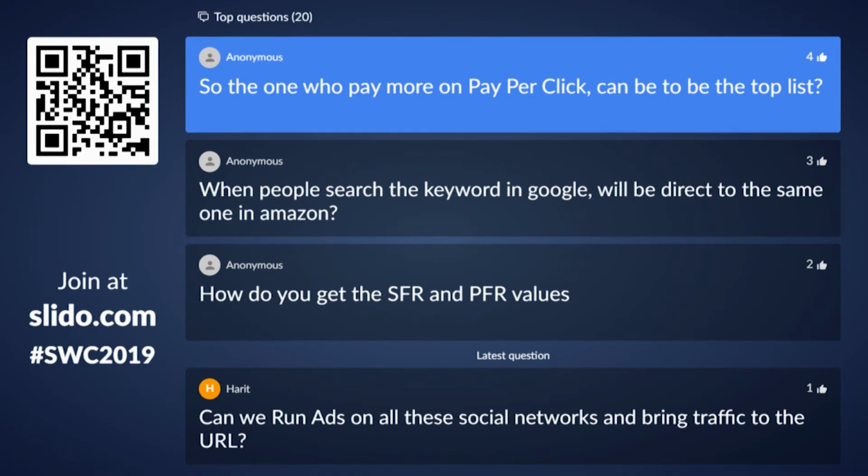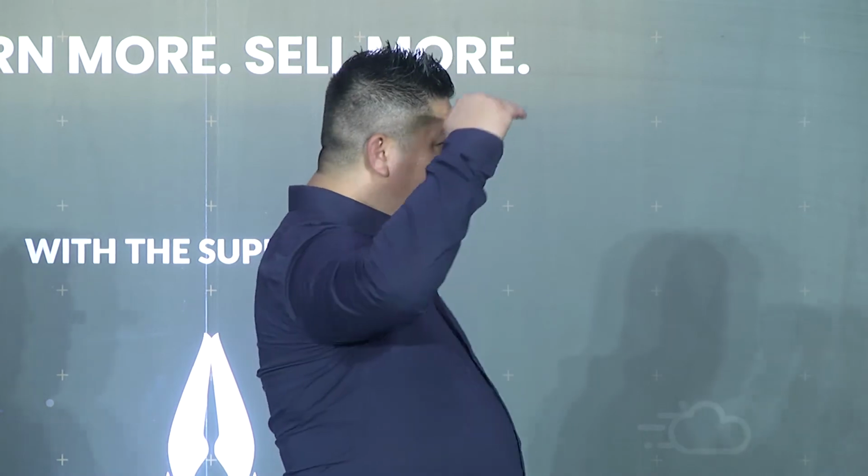So does that automatically get them to the top of the list, or is there other optimization? Paying more doesn't mean that you'll be on top. Oh, you're talking about PPC, the sponsored products, or organic ranking? I'm assuming. Well, you can pay more, but if you're not relevant with those keywords inside your listing, you're going to pay a lot more. And you might not even show up on PPC. As much as you want to pay, if you're not relevant in Amazon's eyes, you're not going to be up there.